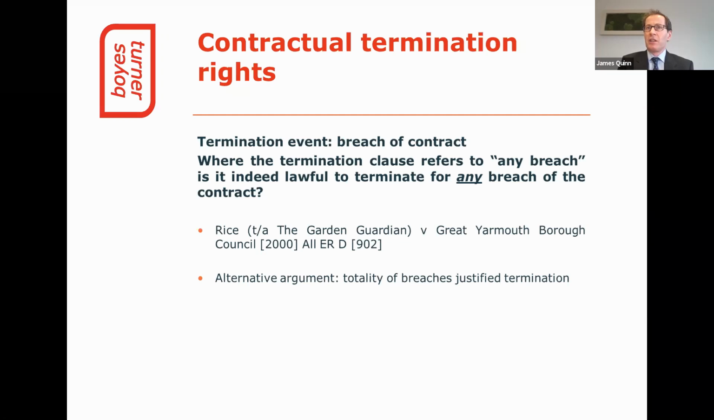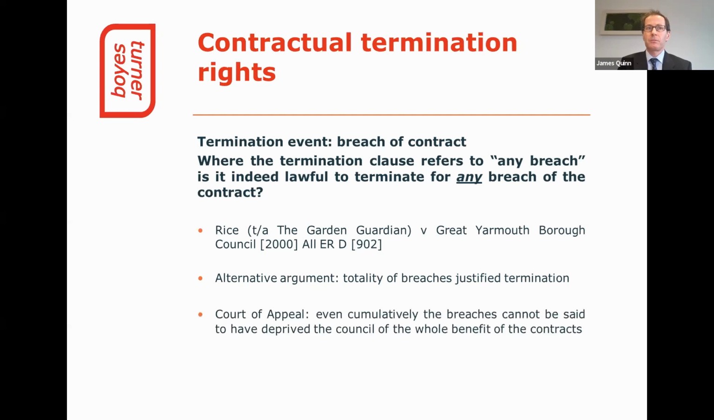The council ran an alternative argument that the totality of the contractor's individual breaches justified the termination of the contracts. The trial judge had considered the breaches and concluded that even cumulatively, the breaches cannot be said to have deprived the council of the whole benefit of the contracts. The Court of Appeal also dismissed this argument from the council, and it held that the trial judge was entitled to reach this conclusion. So again, we see the court taking a restrictive interpretation to the concept of termination for a breach of any obligation and not allowing a party simply to terminate for any breach.